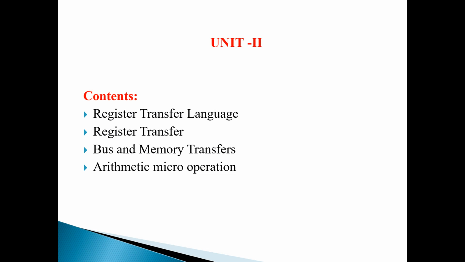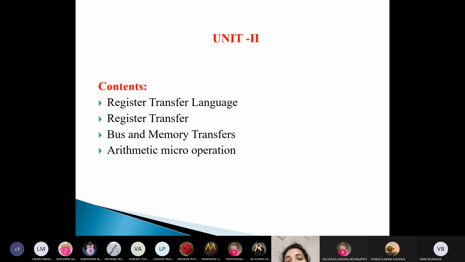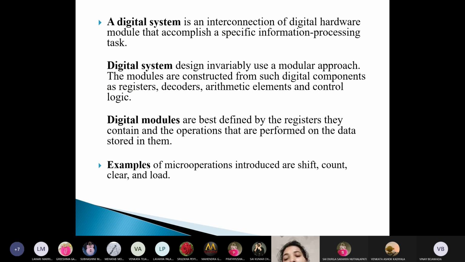So these are the contents of the unit 2: register transfer language, register transfer, bus and memory transfer, arithmetic micro operations. Coming to the first one, register transfer language. Register transfer language is nothing but, in order to make one digital system, we have to interconnect all the digital hardware modules, and we can perform specific information processing tasks. So that is called the digital system.